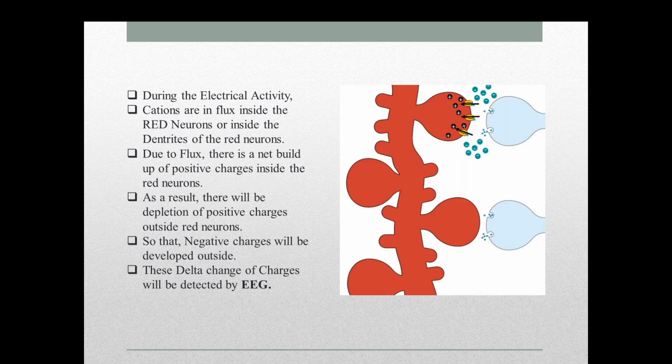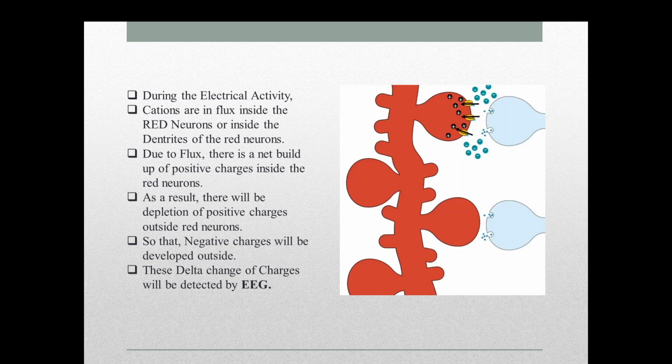During this electrical activity, the cations present inside the red neurons carry positive charges. The cations are in flux inside the red neurons, and due to this flux there is a large buildup of positive charge inside the neurons. Due to this positive charge inside the red neurons, negative charges develop outside the red neurons.